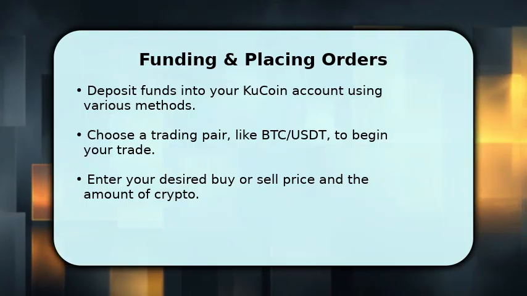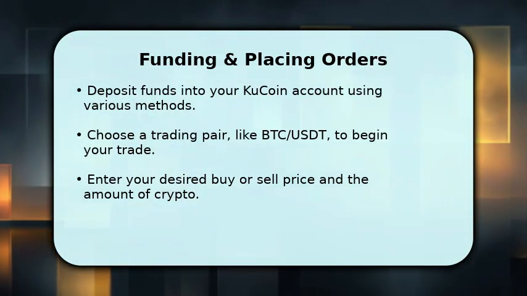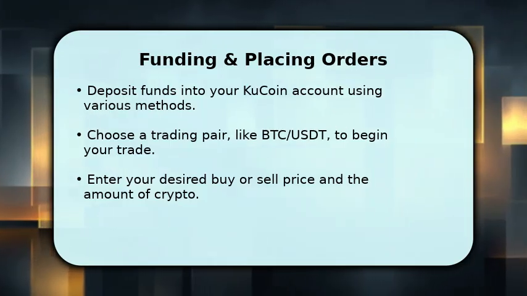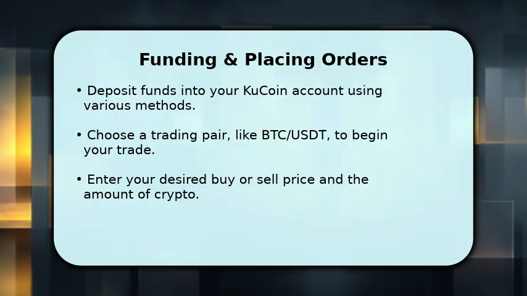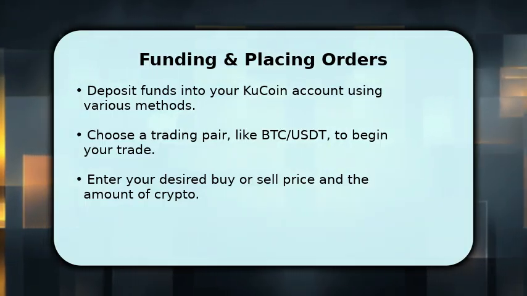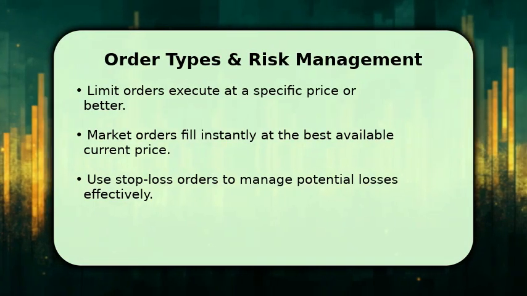Next, select your desired trading pair from the list, for example, Bitcoin versus USD. Decide whether you want to place a limit order, market order, or stop limit order. Input the price and the quantity of the asset you wish to buy or sell, then confirm your order. Understanding order types is crucial.